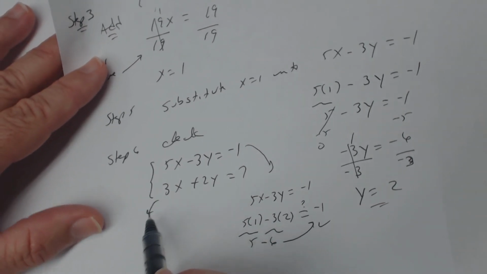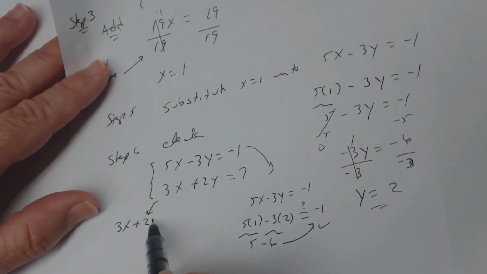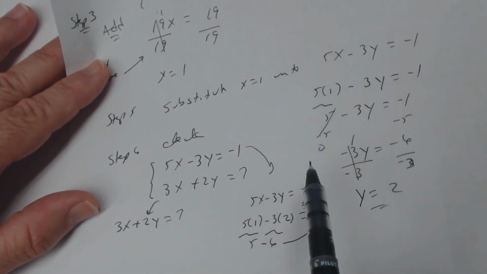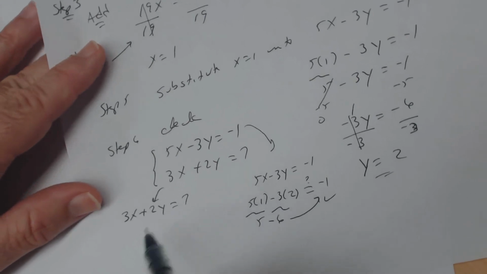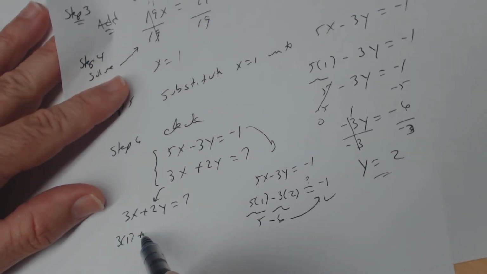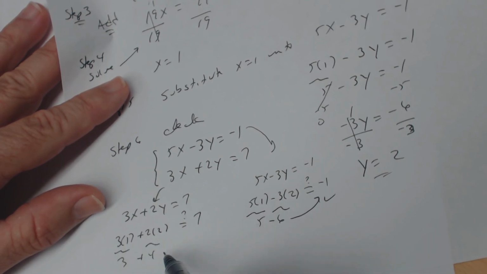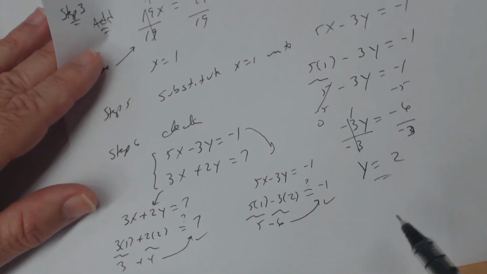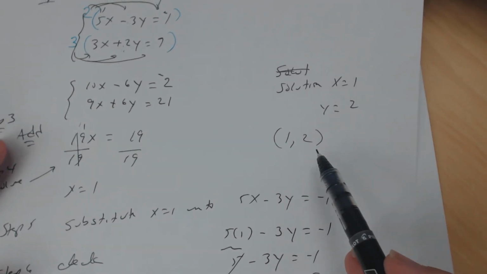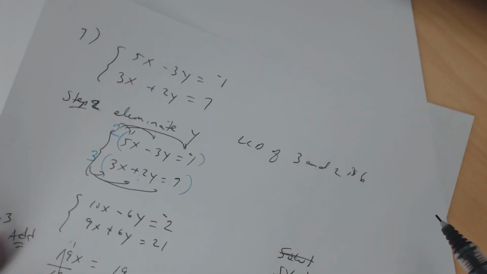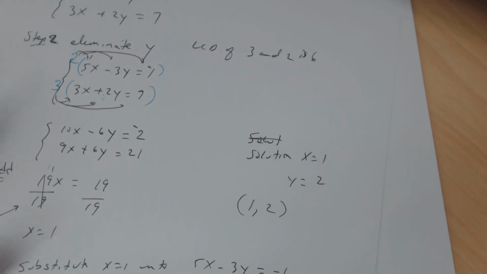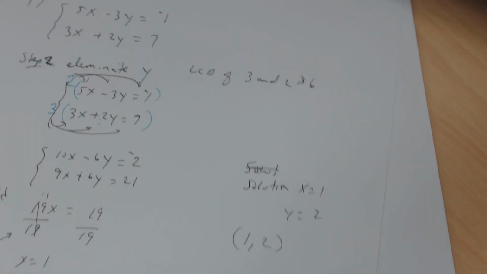Let's check the second equation. 3x plus 2y equal 7. So again, x is 1, y is 2. So it's 3 times 1 plus 2 times 2, let's say equal to 7. So that's 3, that's 4, and yes, they are equal. So 1, 2 is a solution to this system. Okay, so that's going to take care of using the addition method.